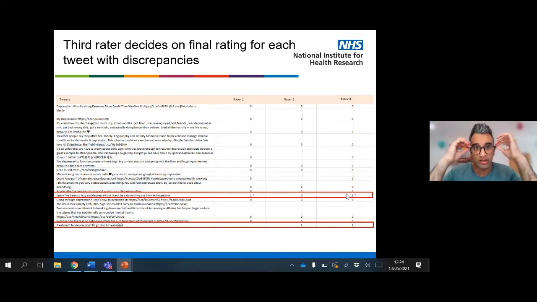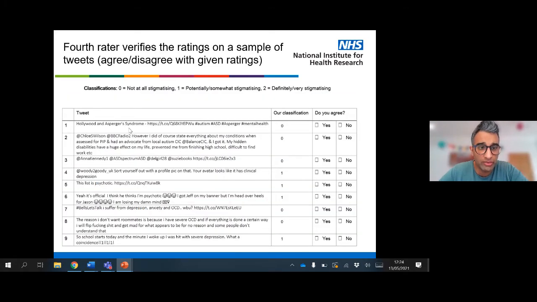So essentially, when I'm creating this classification data set, I want it to represent the opinions of the service users, basically. So I'm creating steps myself to do that. And then once we had the final ratings from these three people, I said, actually, I'm going to take a subset of this and give it to a fourth person. I'm going to say, this is the tweet. We thought it's a 0. Do you agree?